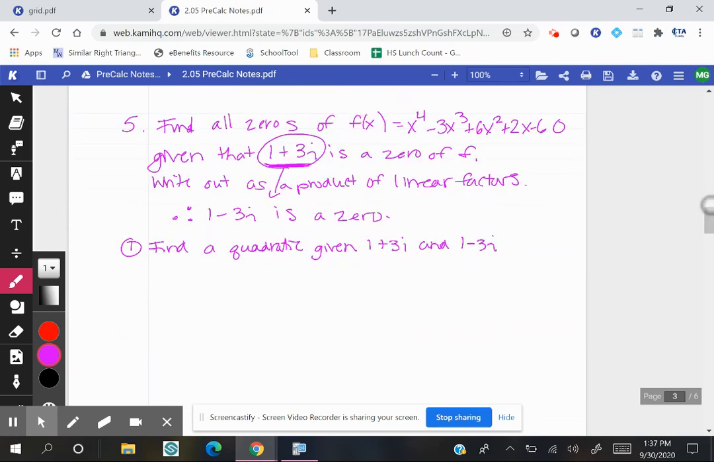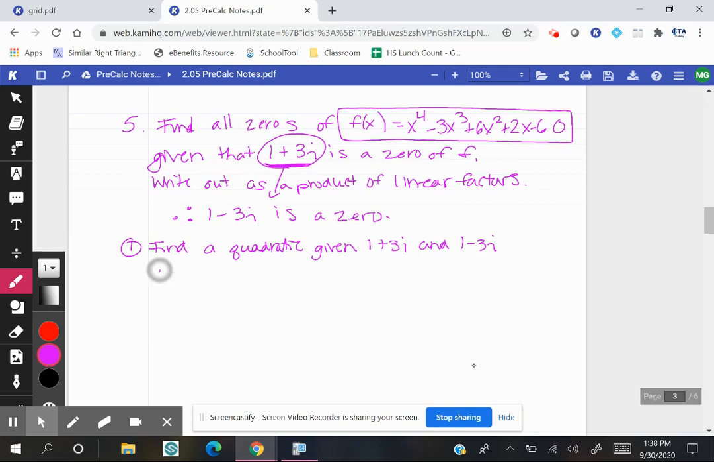Okay? Because we want to find all the zeros from this original f of x right here. And in order to do that, we need to break it down a little bit. If we already have zeros 1 plus 3i and 1 minus 3i, I can find a quadratic that has those two roots, and then I can use long division to break that down a little bit further.